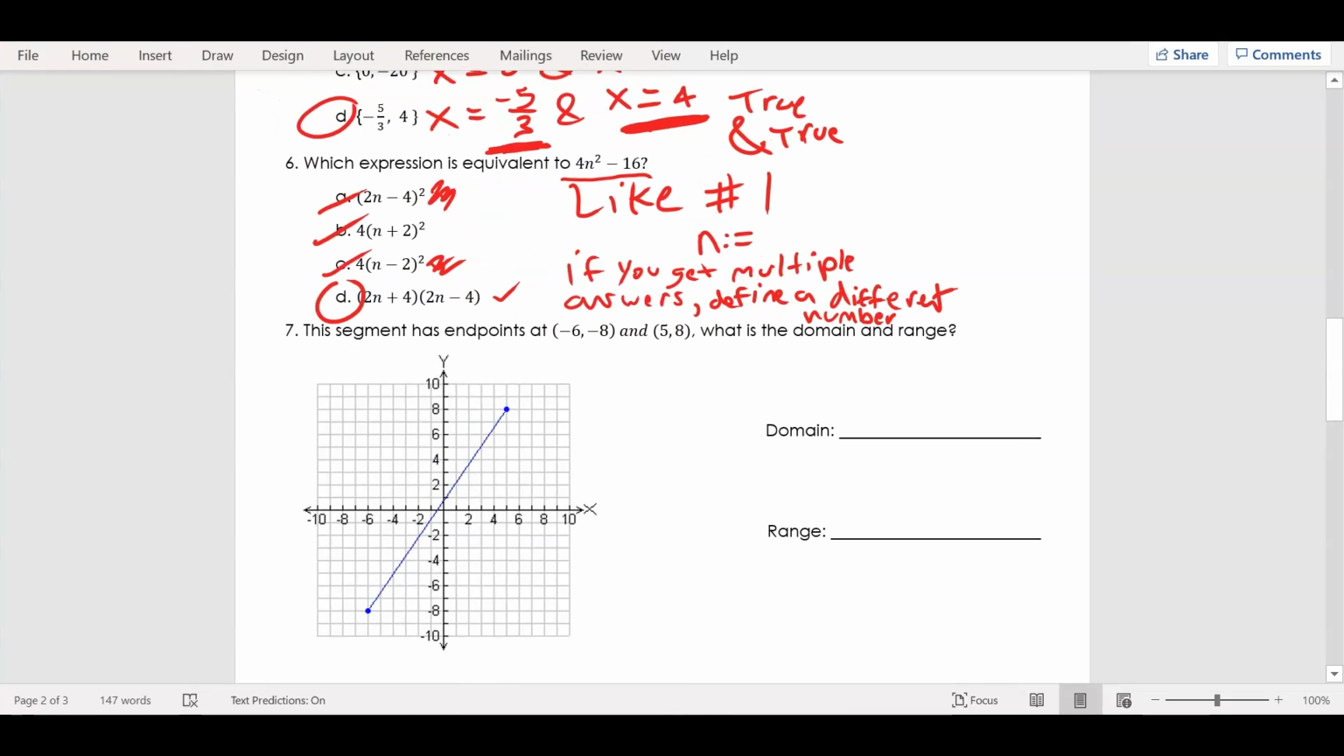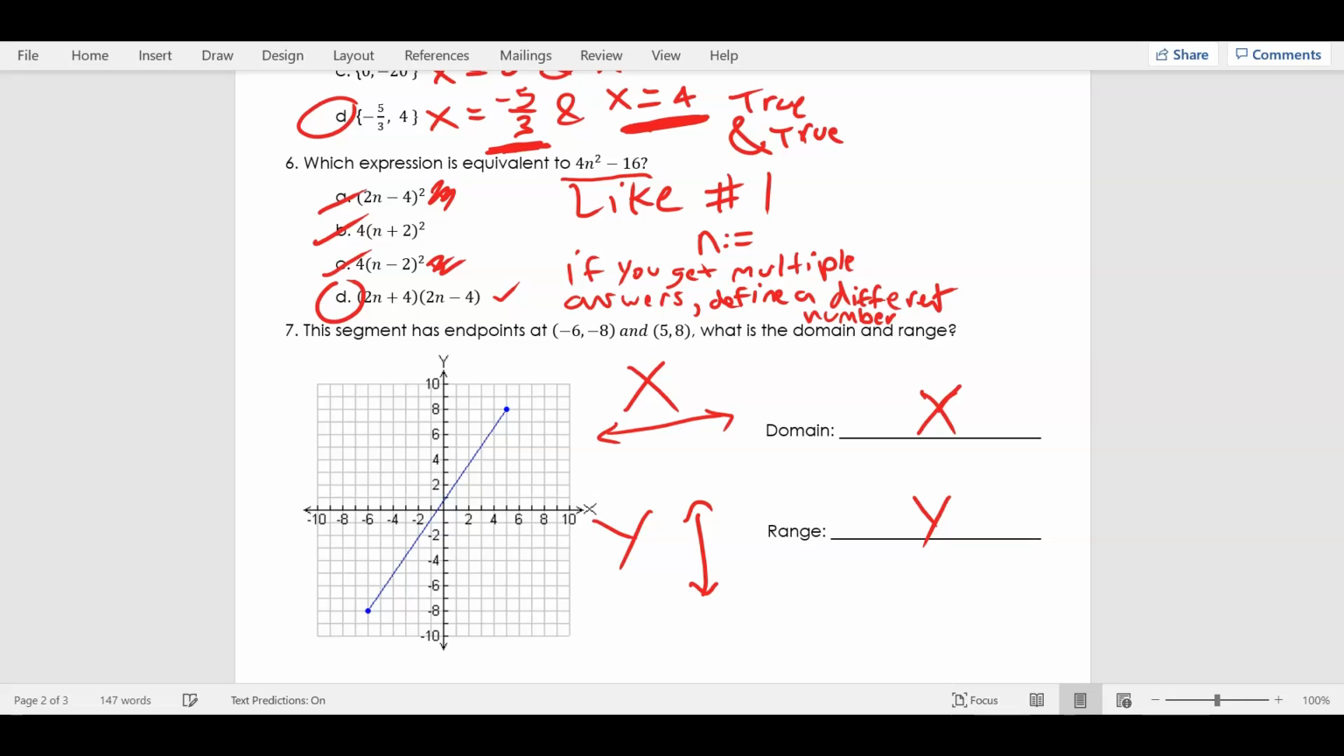Now, on this one, domain and range. The segment has these two endpoints. What is the domain and the range? So remember, domain is x from left to right. Range is y from bottom to top. Okay. So we want to put, with domain, x in the middle, range is y in the middle.